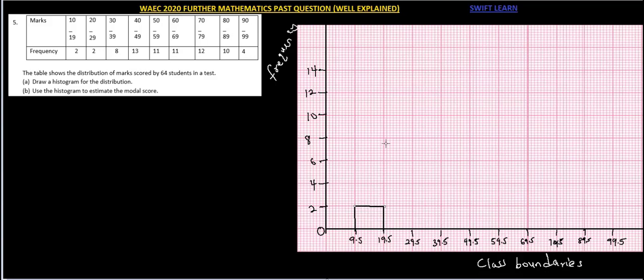Bear with me if it's not smooth enough. Then from 19.5 to 9.5 is also 2, so I'm going to draw something similar to that here. So I'm having something like this. Okay, then from 29.5 to 39 is 8, so we have to move as far as 8. So 8 is from here, so we draw a line.